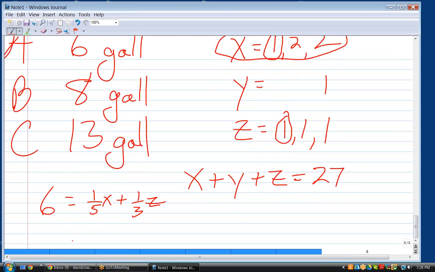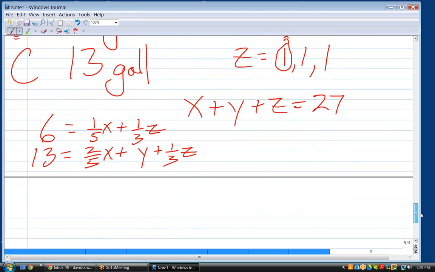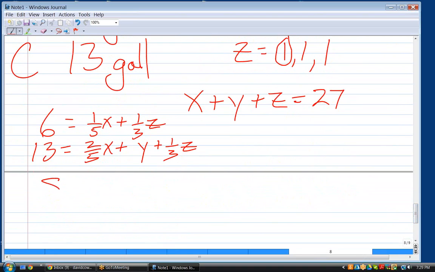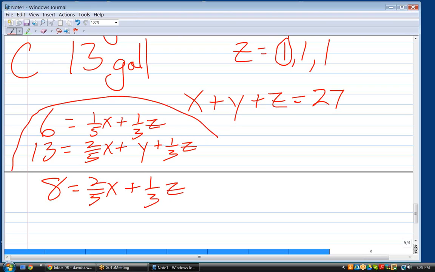Now, for Y, 8 would equal 2. Y is all C. So 13 has to equal 2/5 X plus all of Y plus 1/3 Z. And the third equation is 8 gallons equals 2/5 X plus 1/3 Z. So there's your 3 equations and 3 unknowns.